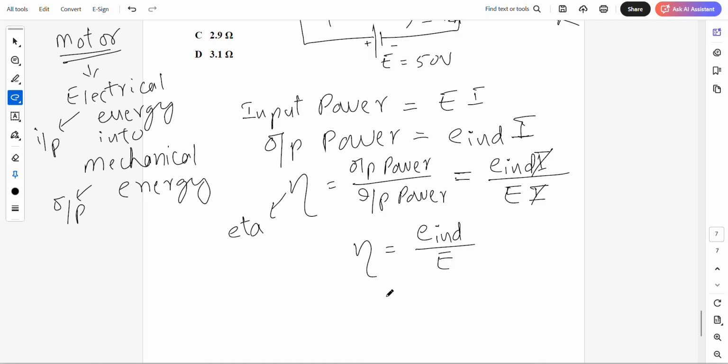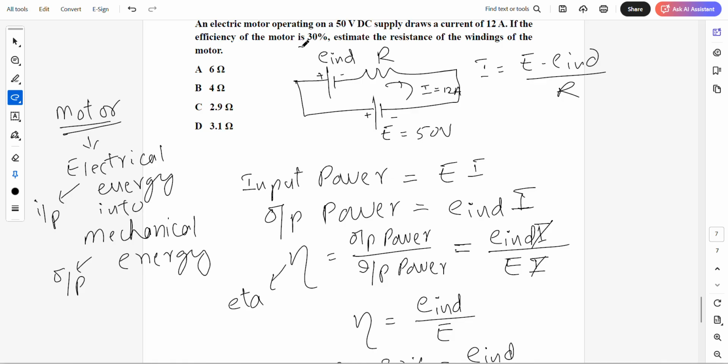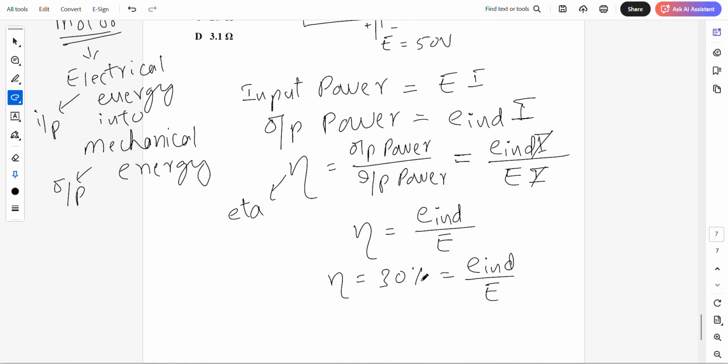Now here, how much is the value of eta? They have given 30%. Therefore, eta is equal to 30%, that is equal to E induced by E. Now from here you can calculate very easily. E induced is nothing but 30 by 100 into 50. The zeros get cancelled. That is 15 volts. We are getting 15 volts.